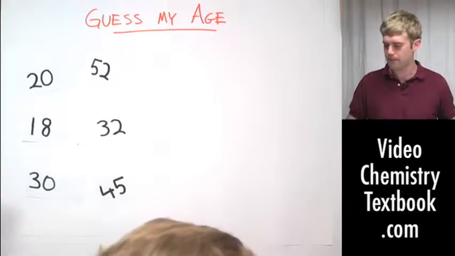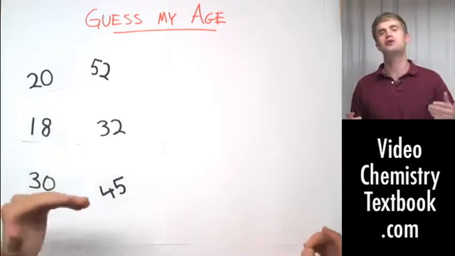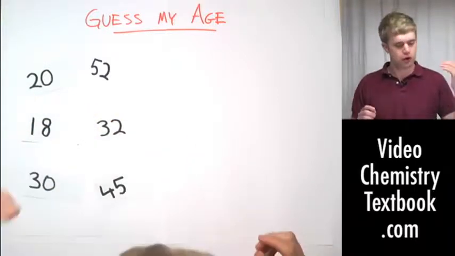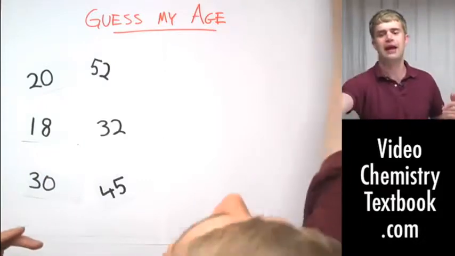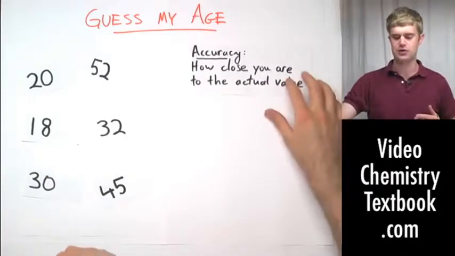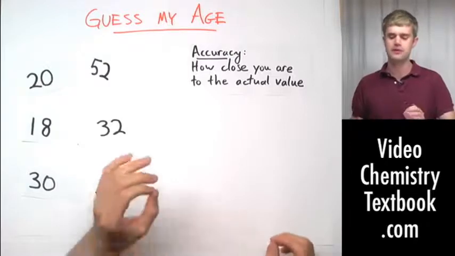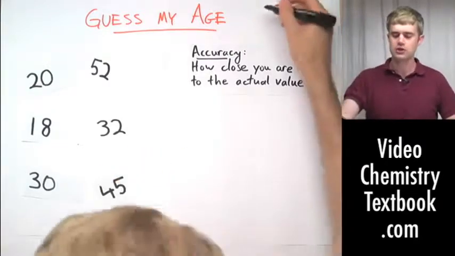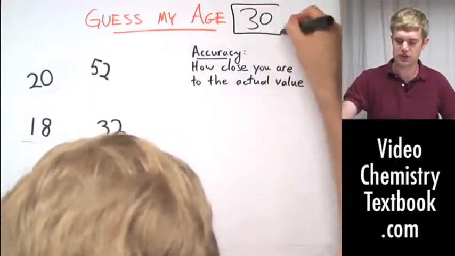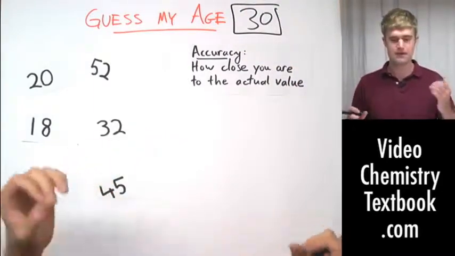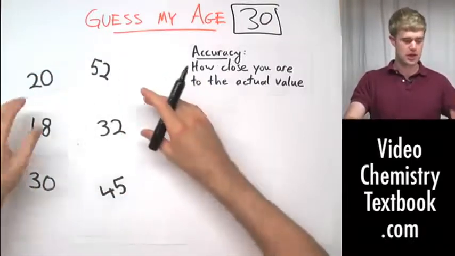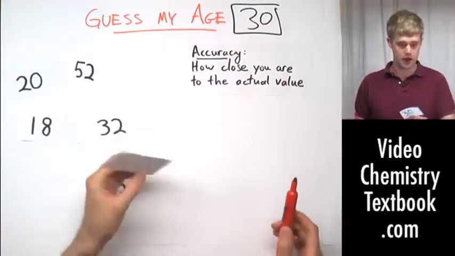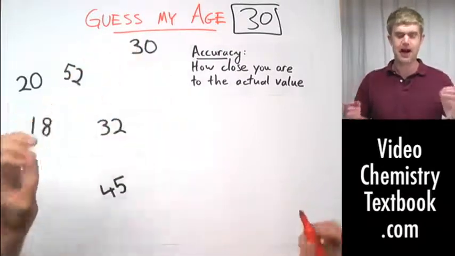Who's going to win? Well, first of all, we have to know the actual age of the person up there. And then we have to figure out who's closest, or whose answer has the greatest accuracy. So accuracy is a fancy word that means how close you are to the actual value. So let's say that the actual value is 30, that this guy's age is actually 30. Let's look at these choices in terms of accuracy.